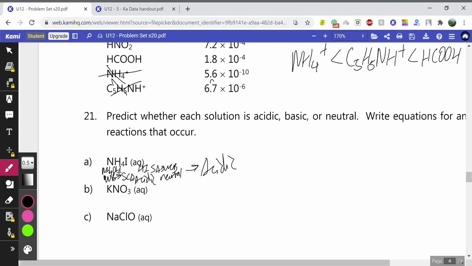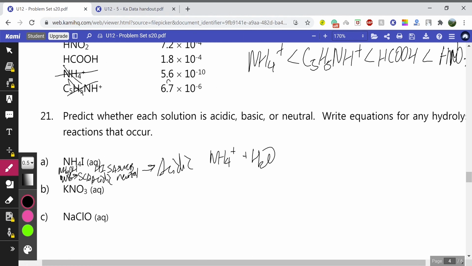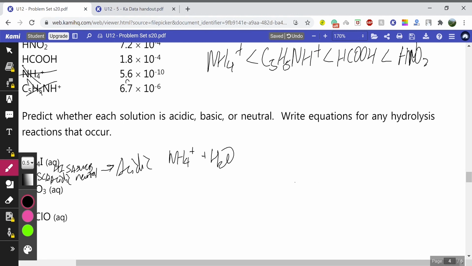And to prove our equation, we're going to use NH4 plus H2O. Again, the I minus will not be included because it is a weak conjugate base. It will not undergo hydrolysis and will just sit outside being a spectator ion. Because it's a cation, it's going to take OH with it. It's going to be NH4OH plus H plus. Because of the H plus over here, this is going to be acidic.